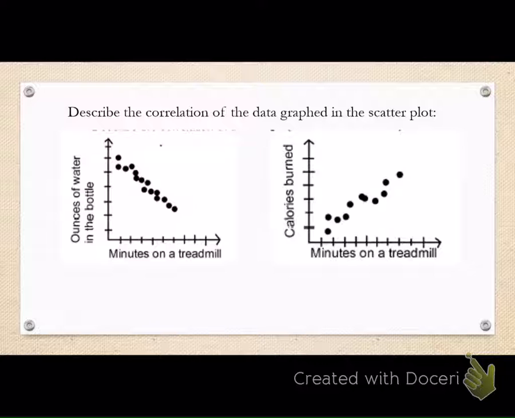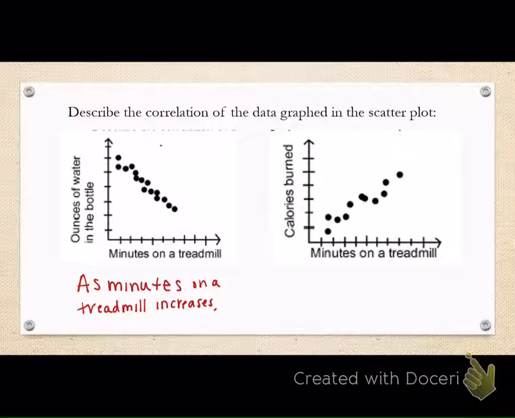All right, next one. Describe the correlation of the graph in the scatter plot. So you always start X to Y. So as X increases, Y does something as well. So in this case, as minutes on the treadmill increase, what happens, Iris? The ounces of water in the bottle. Yes. As minutes on a treadmill increase, so your X always increases, the ounces of water in the bottle decrease.